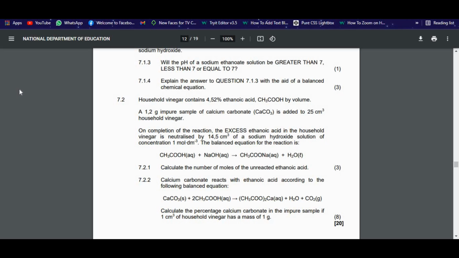Now, that's not the only thing they told us. They said that household vinegar contains 4,52% ethanoic acid, and that 1,2 grams of impure calcium carbonate is added to 25 cubic centimeters of household vinegar. So we want to find out what is the mass first of the ethanoic acid present.